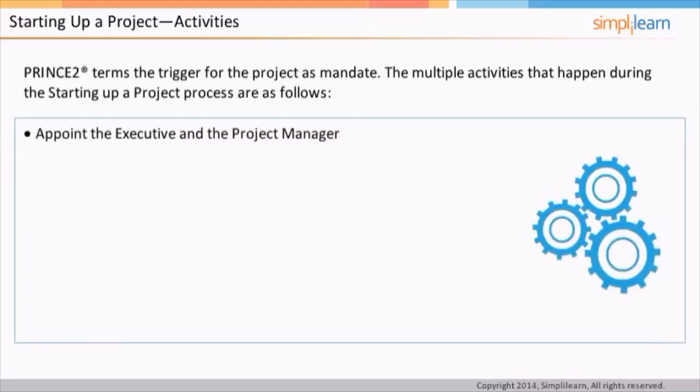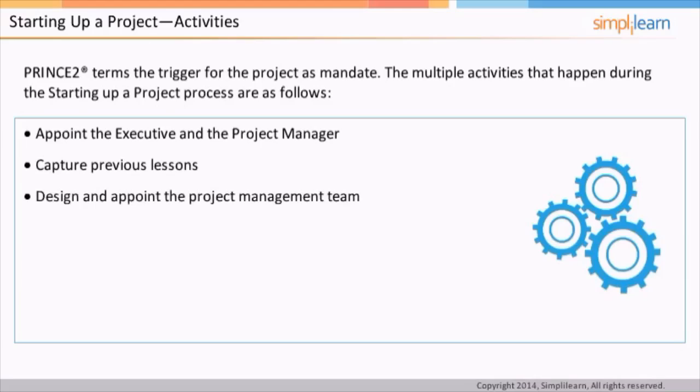The first activity in this process is to appoint the executive and the project manager. The appointment of a project manager allows the project to be managed on a day-to-day basis on behalf of the executive. The executive appoints the project manager and establishes the responsibilities and also prepares a role description for the project manager. The next activity is to capture previous lessons and then design and appoint the project management team.